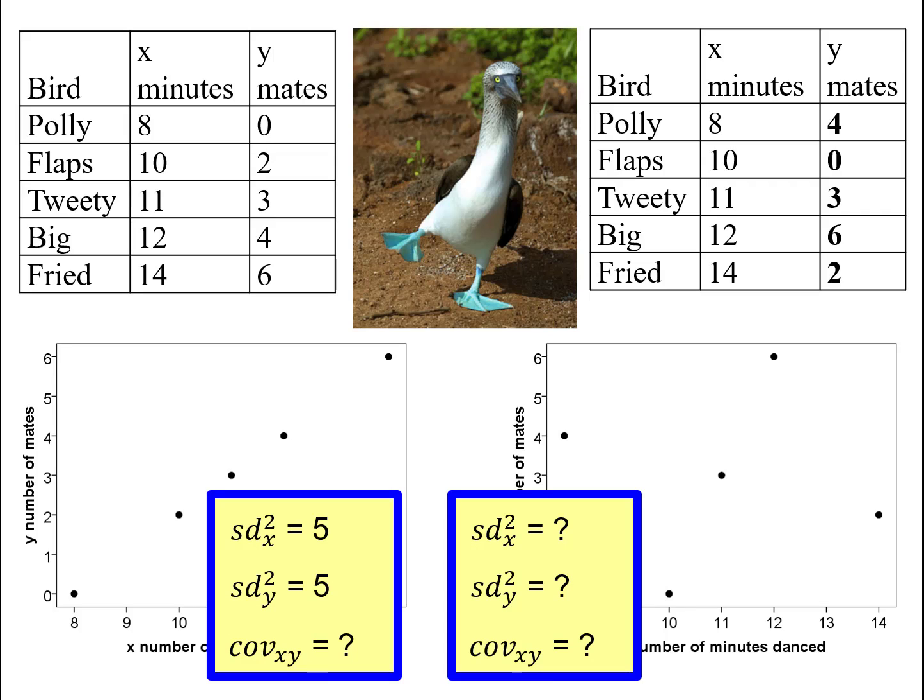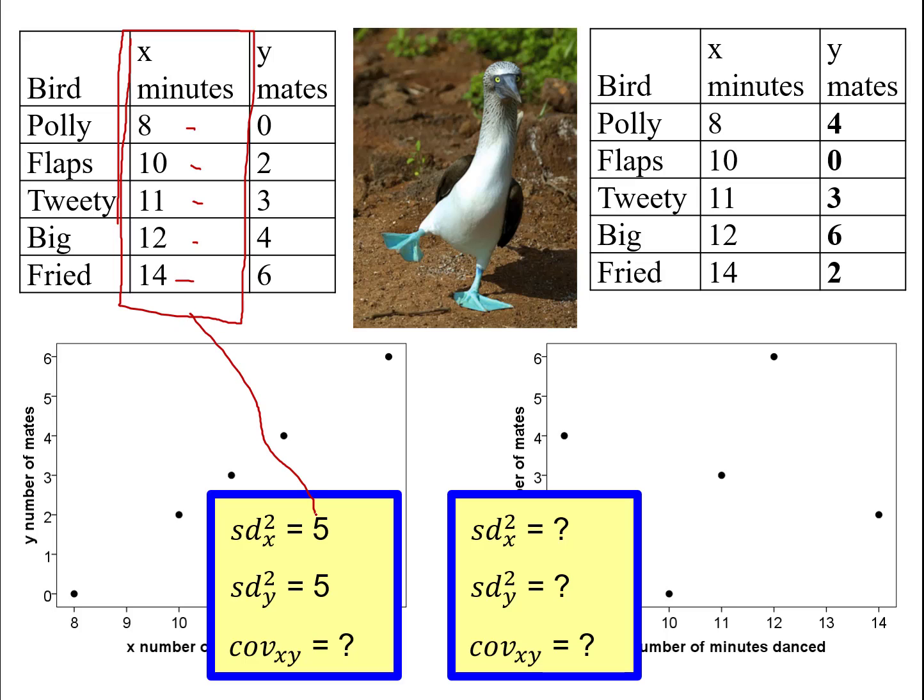So let's start with the data set on the left-hand side of the screen, the data set showing a perfect positive correlation. And let's look at variable X, the number of minutes that each bird danced. And let's calculate the variance for X. So we have scores of 8, 10, 11, 12, and 14. So we'll center those scores and then square them and then calculate the sum of squares, divide by degrees of freedom, and we will have the variance of X. And if we calculate that, the variance of X in this example is equal to 5.